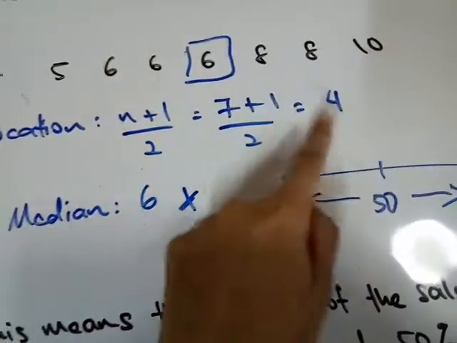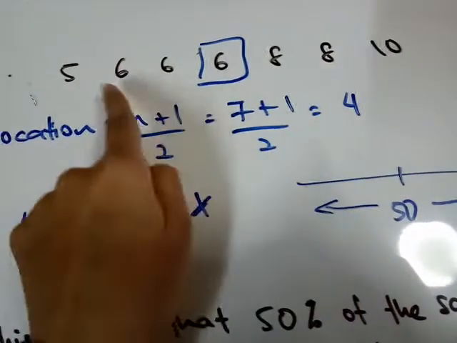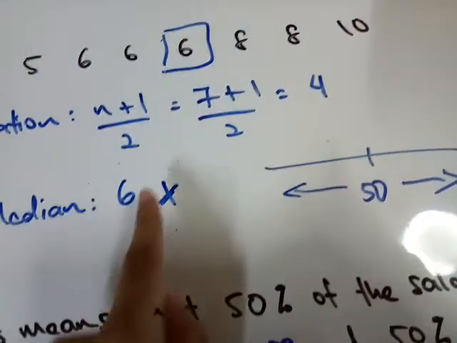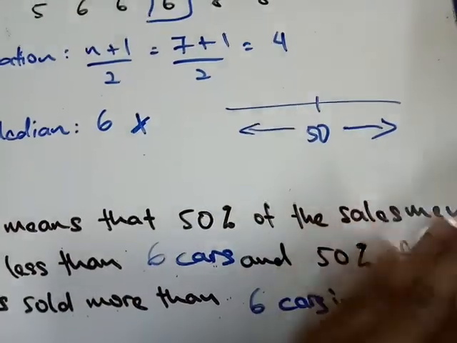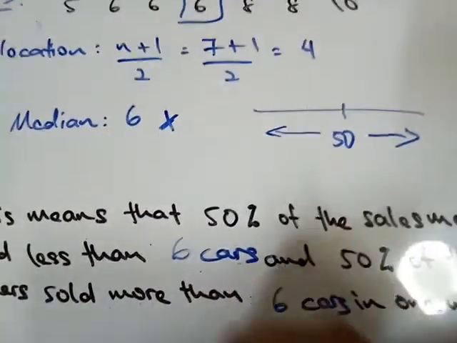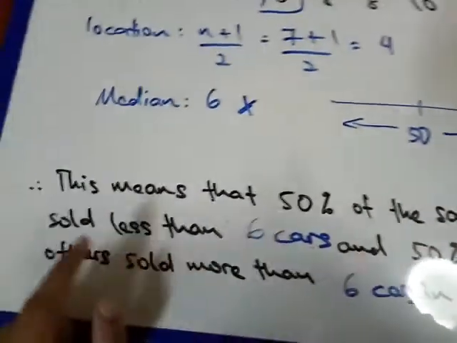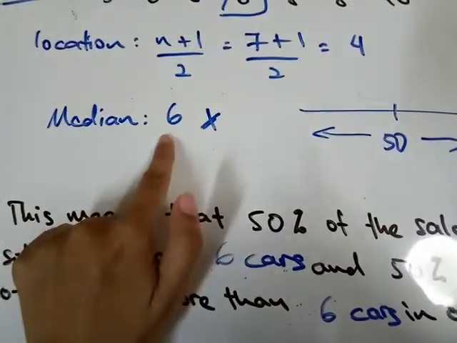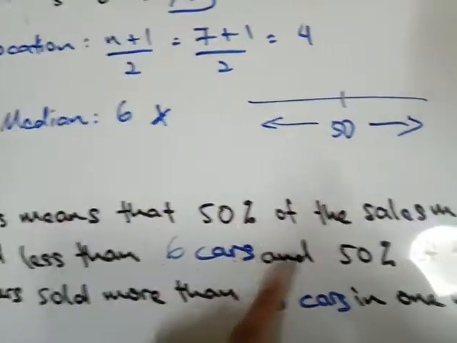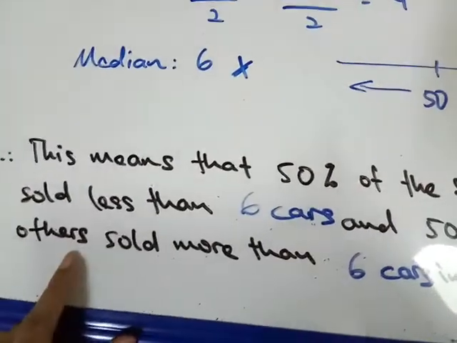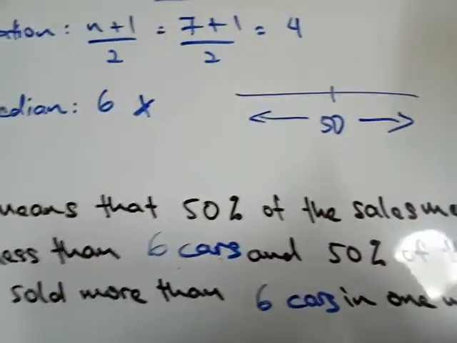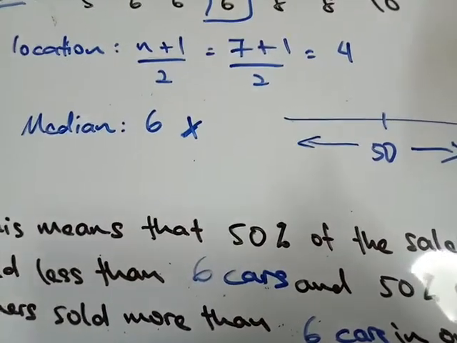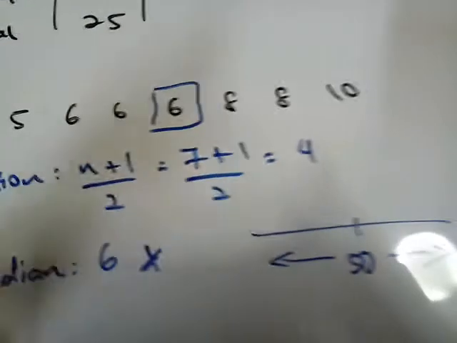First awak cari location dulu, and then location dia location keempat, 1, 2, 3, 4. So the median is 6. Jawapan dia 6. So for median, how to interpret? Awak kena bagi tahu 50% less, 50% more, based on statement. Kalau statement berdasarkan salesman sold less than, so less than berapa? 6 cars. So less than 6 cars, and 50% of the others sold more than 6 cars in 1 week. Macam tu cara nak interpret for median. Alright, this is for odd number observation.